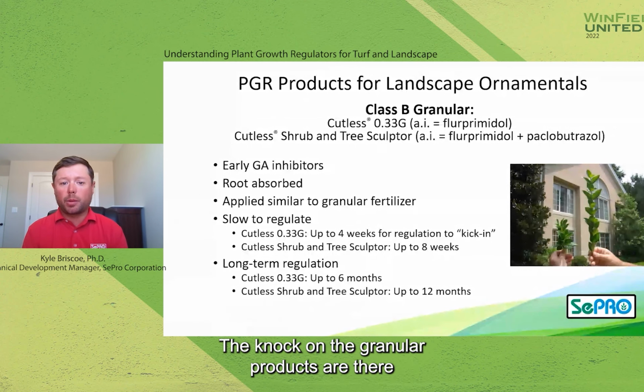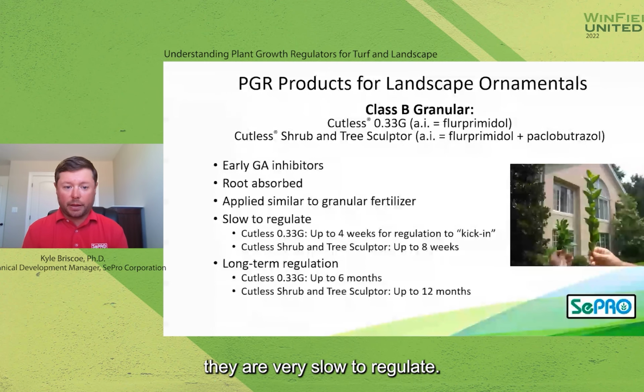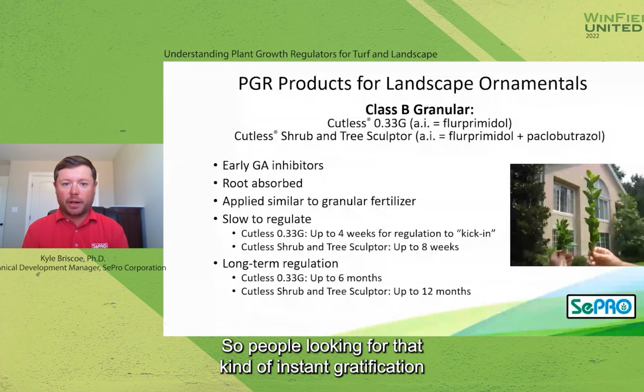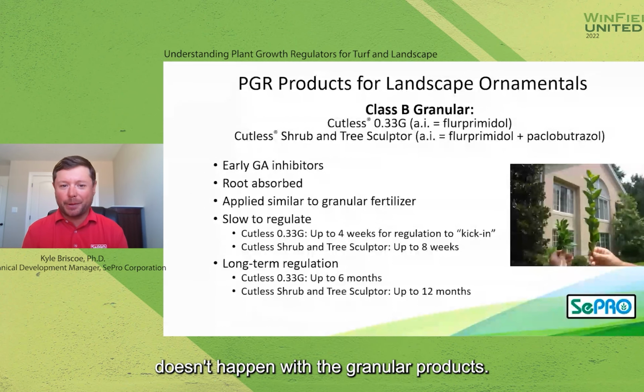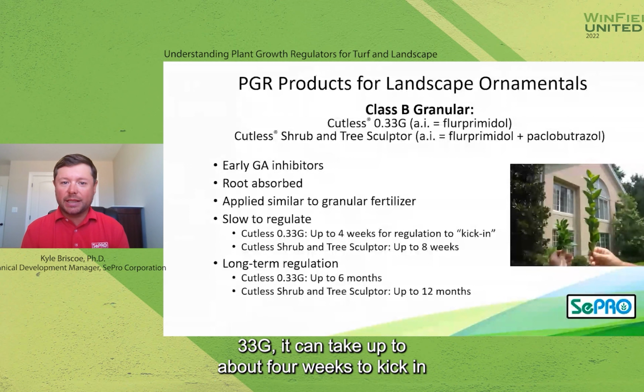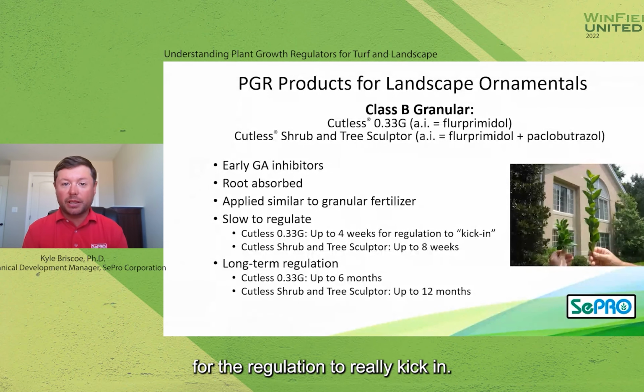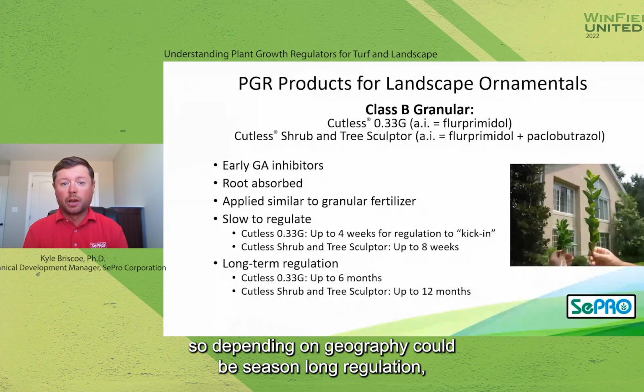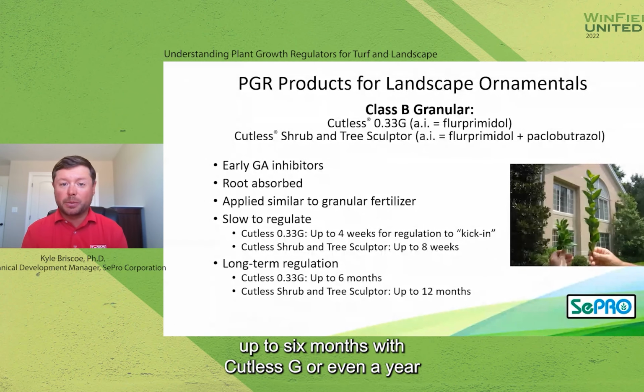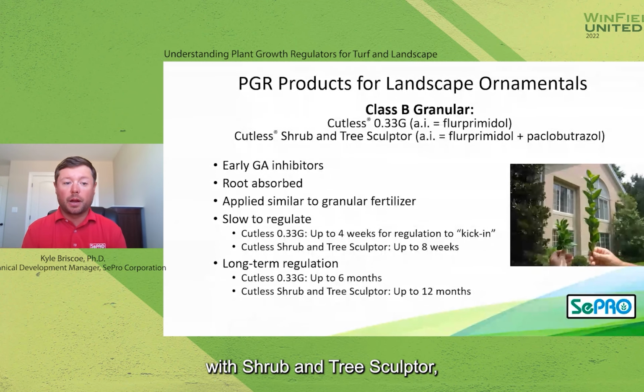The knock on the granular products is they are very slow to regulate. So people looking for that kind of instant gratification, it doesn't happen with the granular products. 33G can take up to about 4 weeks for the regulation to really kick in. Shrub and Tree Sculptor could be up to 8 weeks, and I'll get into why that is in the next couple slides. However, the granular products do provide long-term regulation. So depending on geography, it could be season-long regulation, up to 6 months with Cutlass G, or even a year with Shrub and Tree Sculptor, depending obviously on rate and species, but it is long-term regulation.